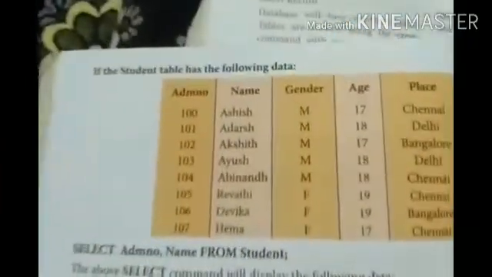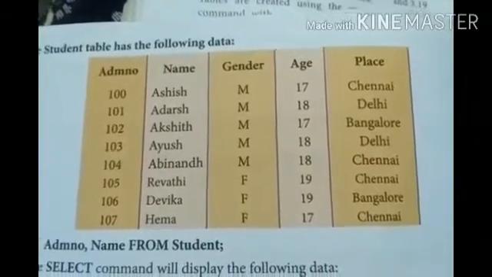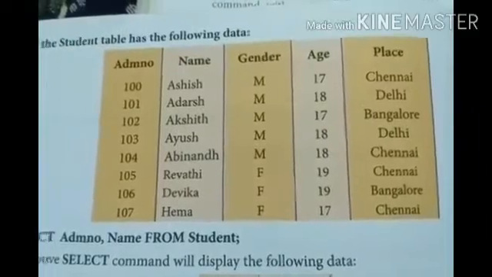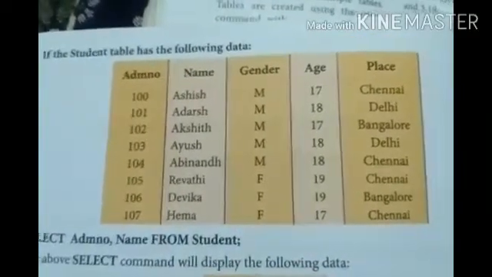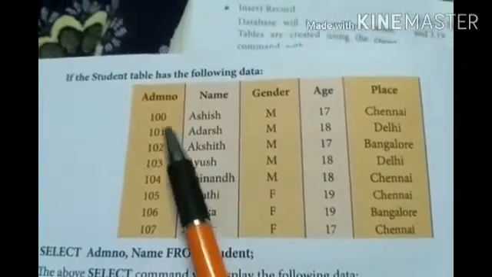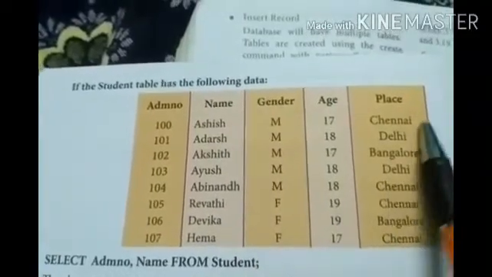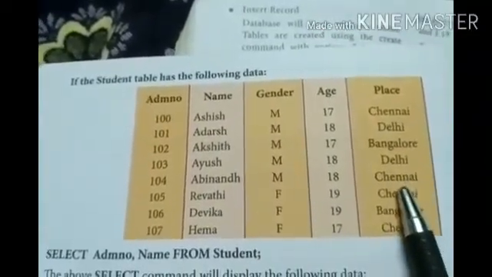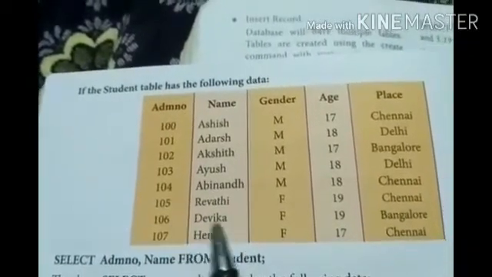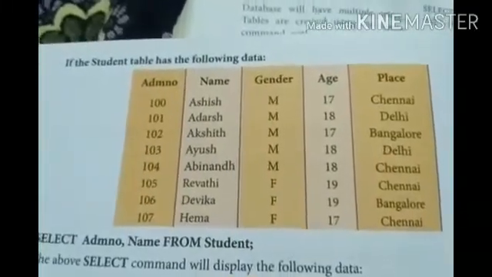So this is our student table, having 5 fields and 8 records. In that, we have to list the records of those who have the place as Chennai. The first record is Aussies, then the second record with the place value Chennai, Abhinand, then Revati, and then Hema. So the 4 records are satisfying the given condition.